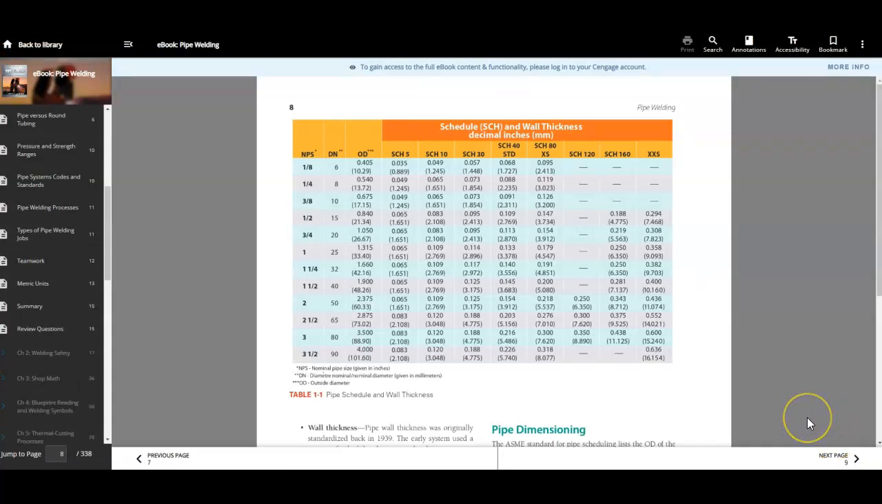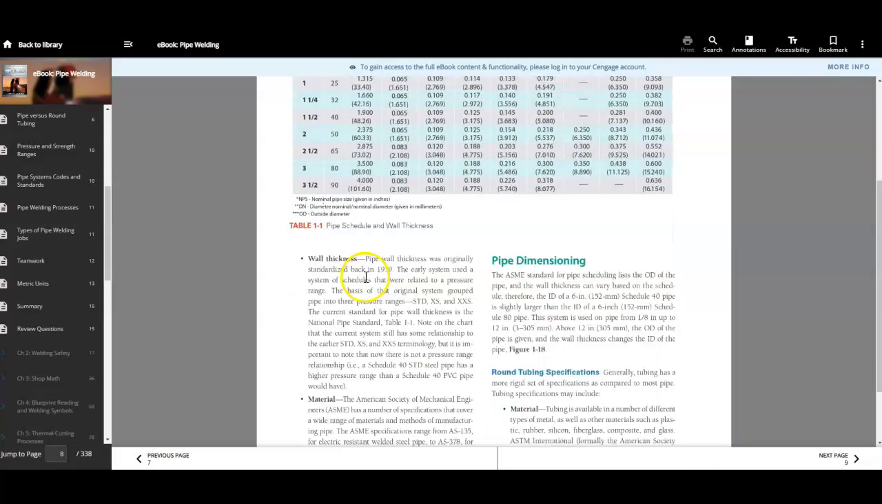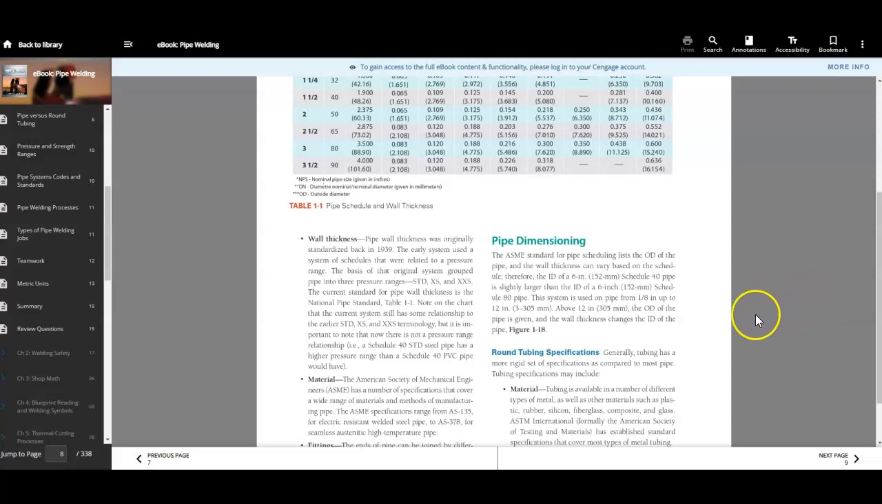Here's a look at the schedule and wall thickness in dimensional inches. Pipe schedule and wall thickness. So if we look at schedule 20, wall thickness.